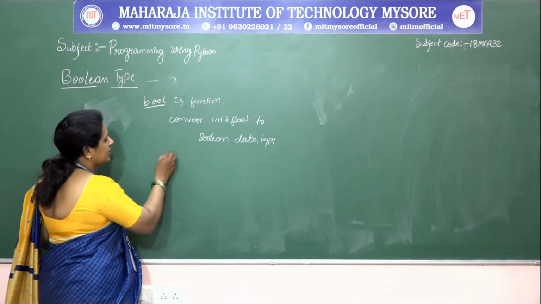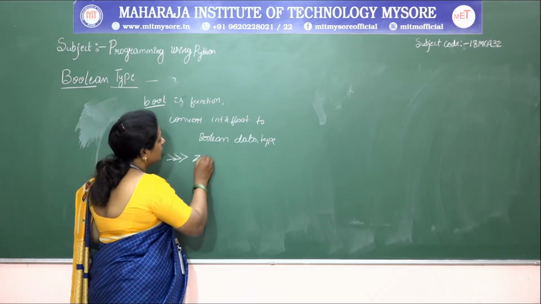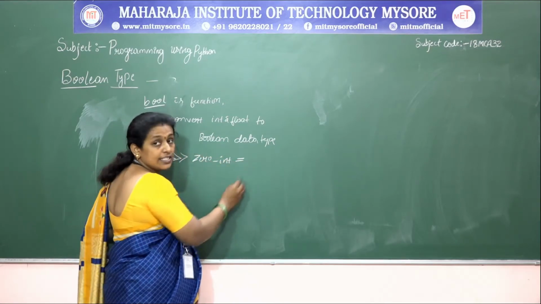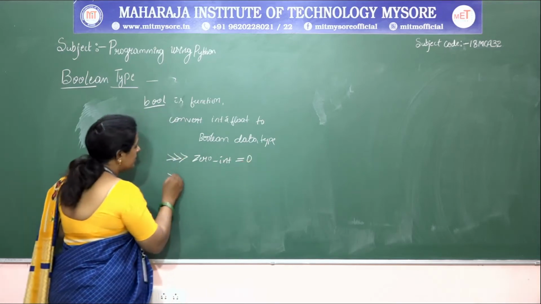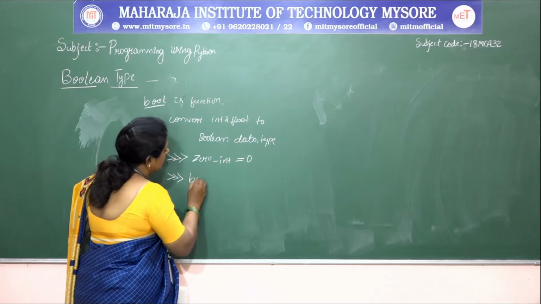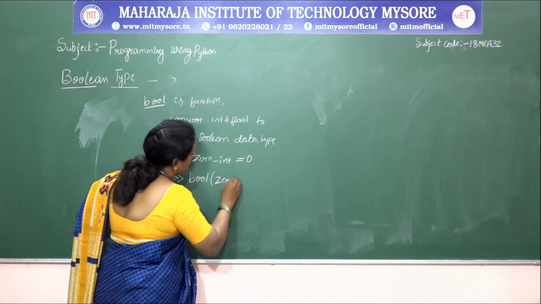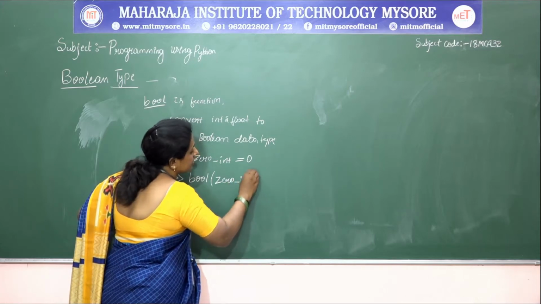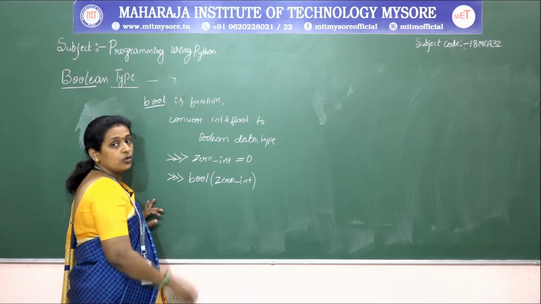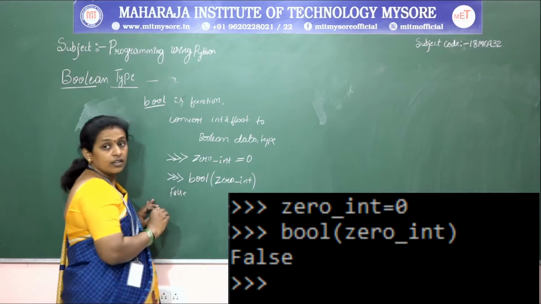Let's go with an example. Here I am taking an example, zero_int, of type int. It's a variable and its value is assigned to 0. Let's check with a Boolean. So bool is going to convert zero_int. As I told, when the integer value is 0, you will get an output as False.